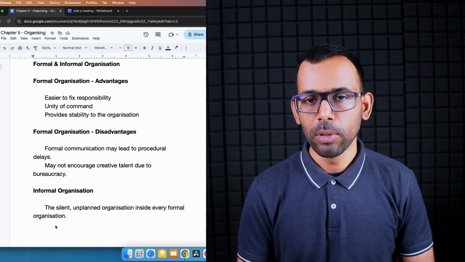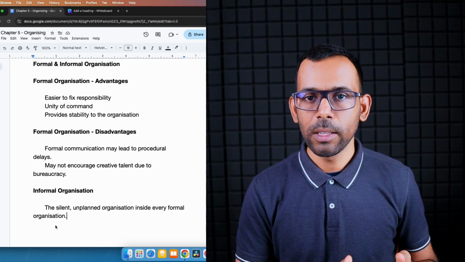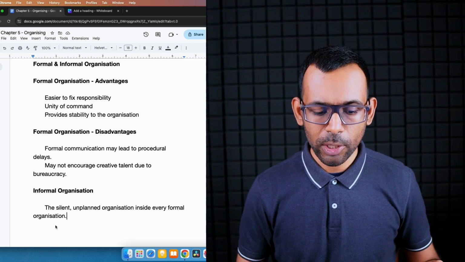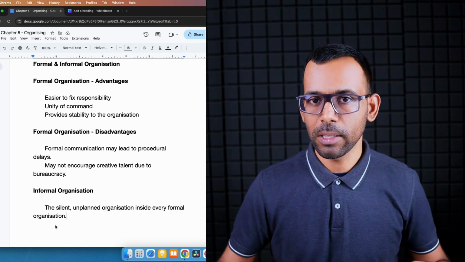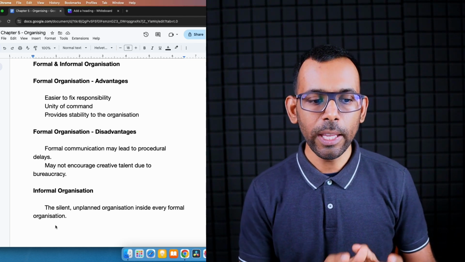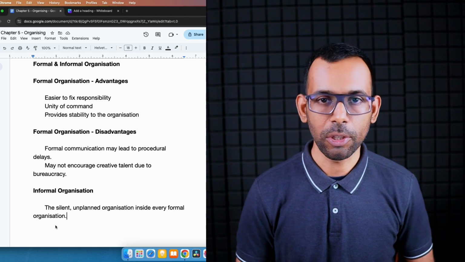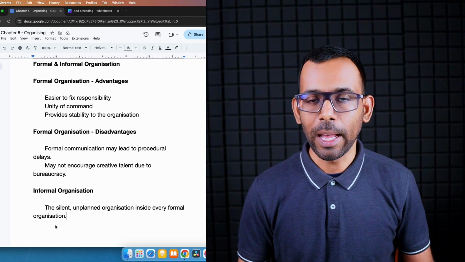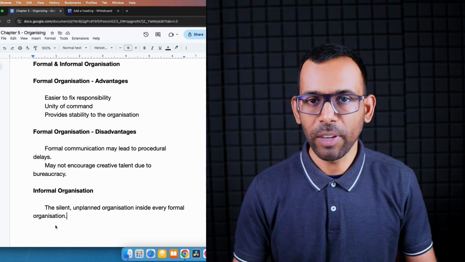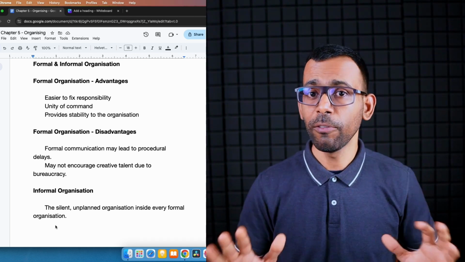In your school, every class is divided into sections. The entire school is divided into classes, and every class is divided into sections. Now let's say you must be in class 12C, 12th class and C section. So your classroom might have 35 to 40 people or 50 people. So this is a formal organization.